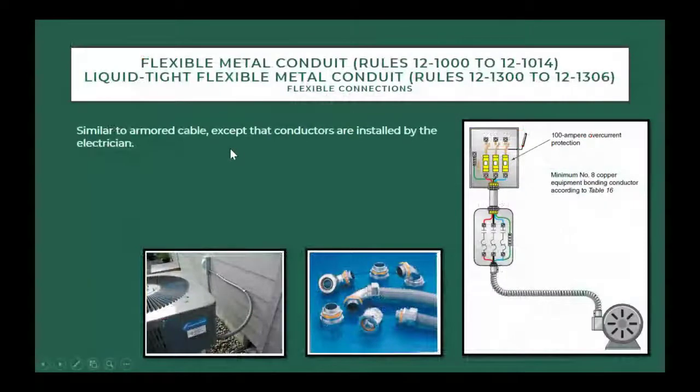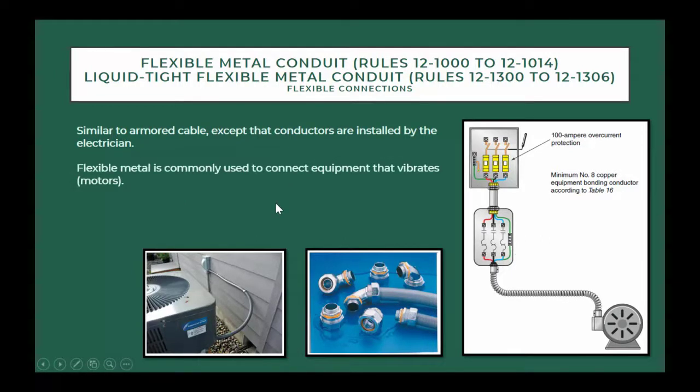Okay, next. Flexible metal conduit, like liquid type flexible metal. So flexible metal conduit and liquid type flexible metal conduit. It's similar to armor, but the electrician has to install the conductors. We have to install it. Flexible metal is commonly used where there's equipment that vibrates, like motors or air conditioners.